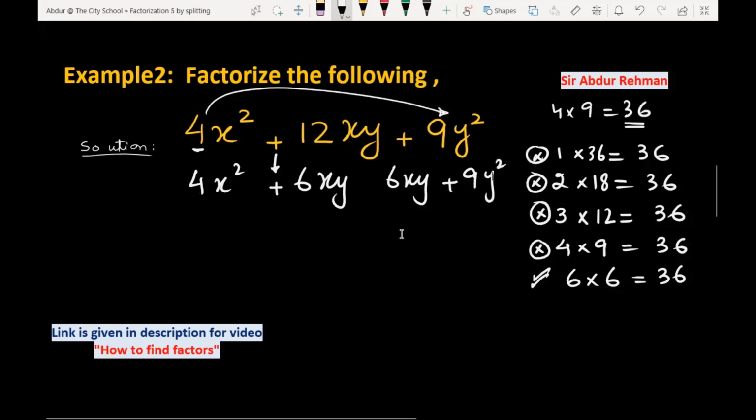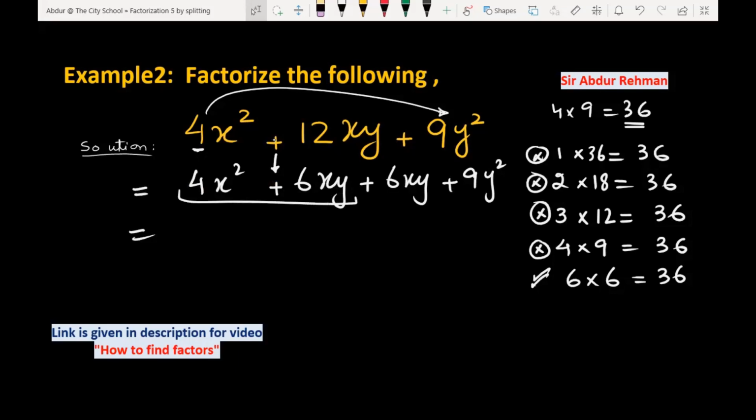The question is, what is the sign in between the 6xy terms? We have to add: when we add 6xy with 6xy, we will get 12xy. So I'm going to write the same sign, which is plus. You have to write the same sign.